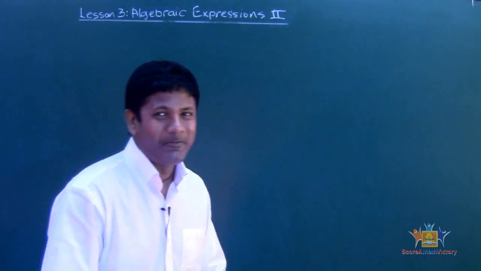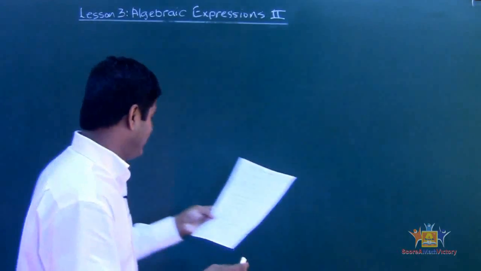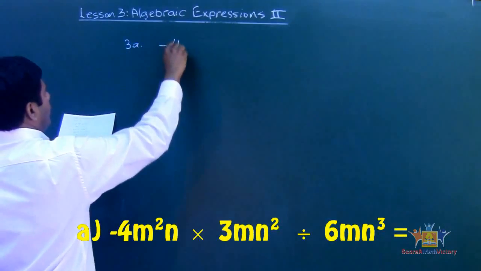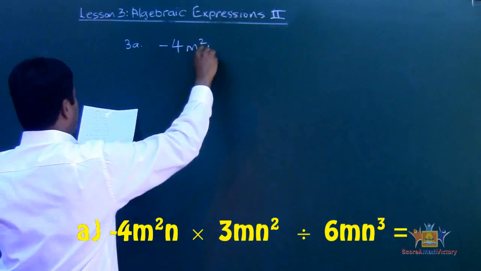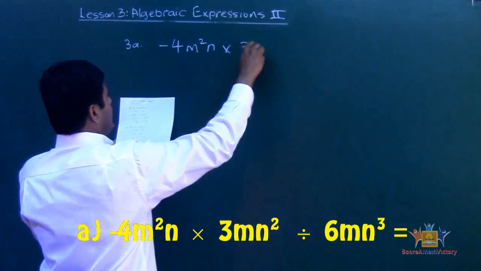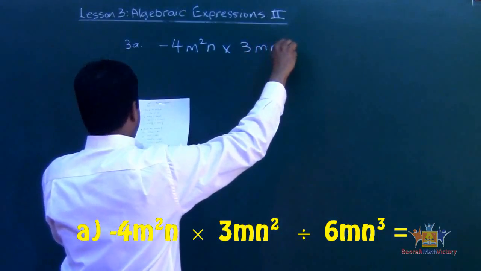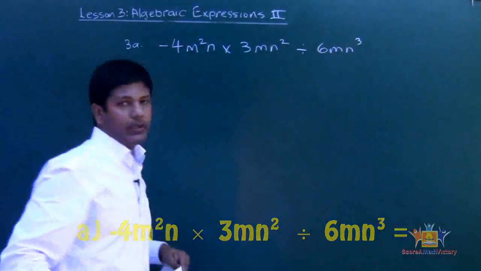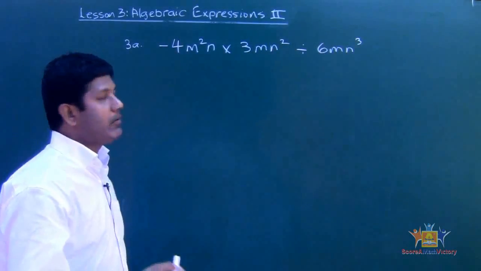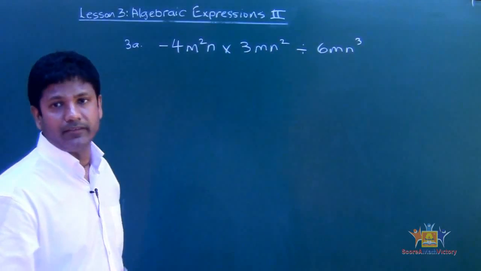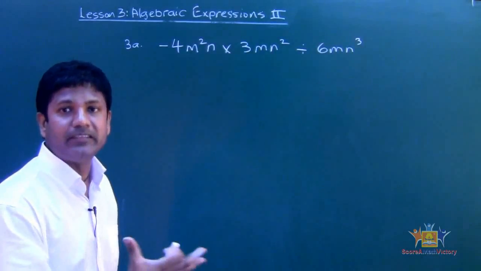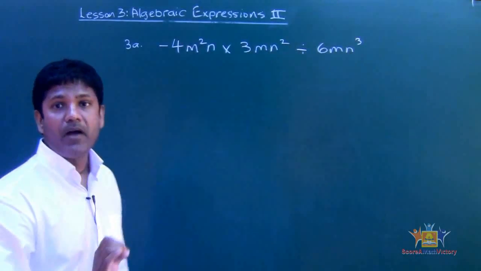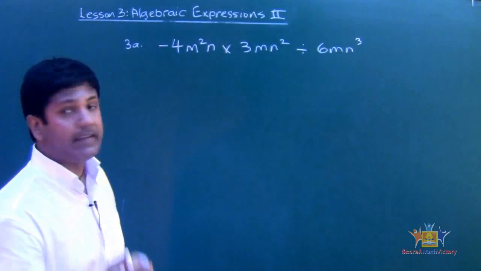Alright, ready for problem number 3? Simplify. Problem 3a. You're given negative 4m to the second power n times 3m n to the second power divided by 6m to the third power. You can express that as a third power or n cubed or n squared. There are several ways of expressing those. Now we're doing a combined operation, a multiplication and division.